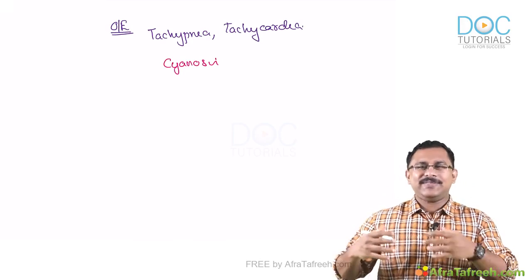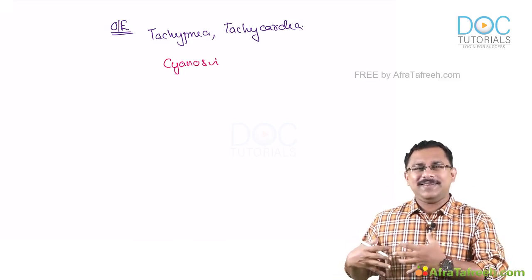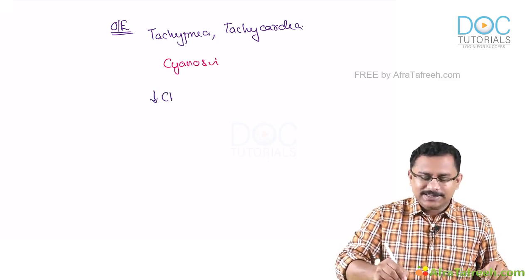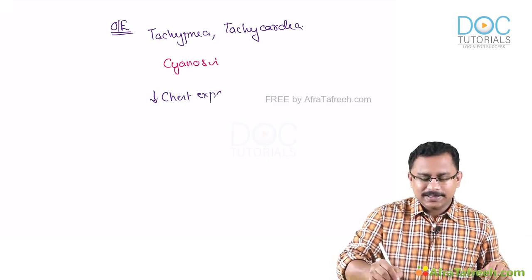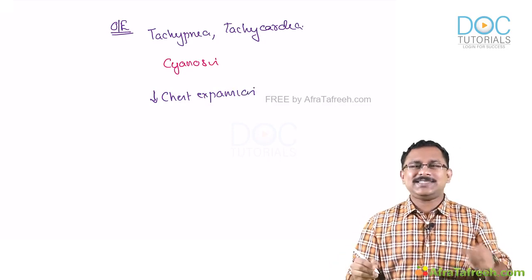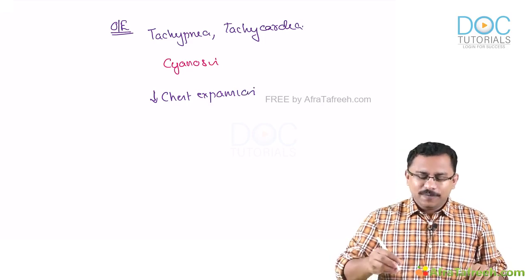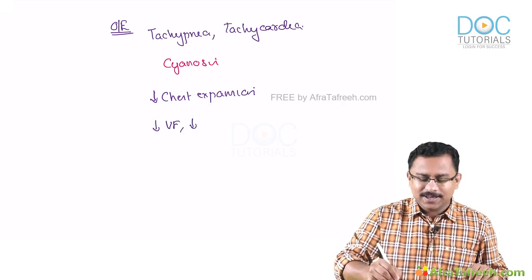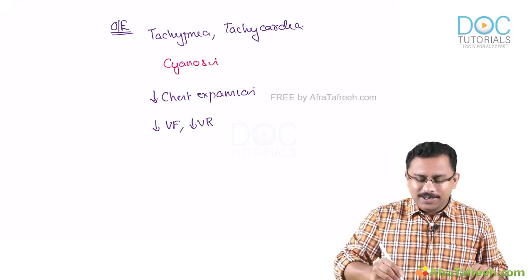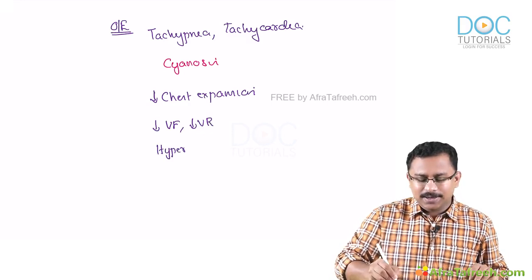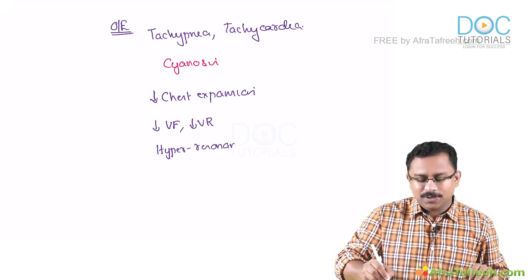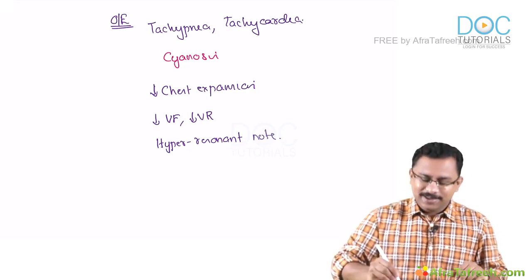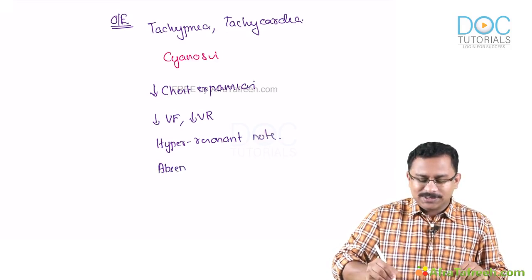Something that is very clear is that when you have air in the pleural cavity, the chest expansion naturally would be reduced. There is a decreased chest expansion on the side of the pneumothorax, correct? And you will find decreased vocal fremitus and decreased vocal resonance. On percussion, you will find a hyper resonant note. And also you will find that the patient probably has absent breath sounds.